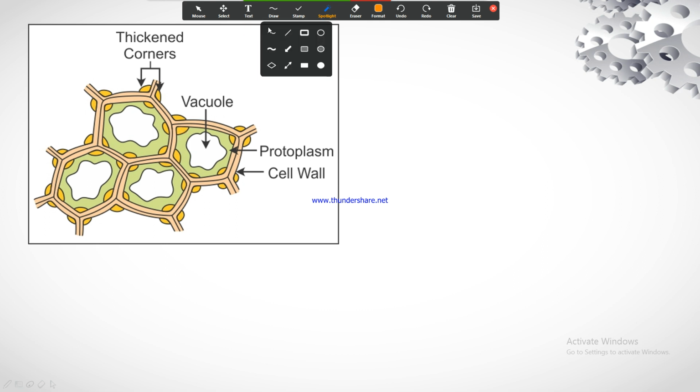What is this irregularly thickened at the corner? This area, this location, if you see, is irregularly thickened at the corner because this is one cell and this is another cell. One cell, another cell, right? 1, 2, 3, 4 cells are represented in this picture. One cell is in contact with the other cell. The corner areas are thickened.